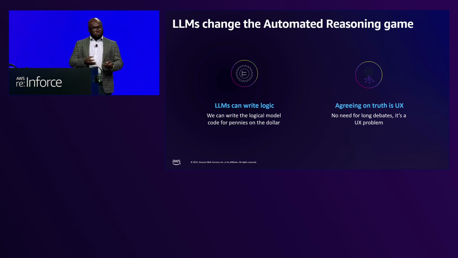When I say agreeing on truth is a UX problem, the truth here is the logical representation of the policy document that you're using. And the automated reasoning system actually uses two complementary approaches: LLMs that handle the natural language understanding from the document to logical representation, and then a symbolic reasoning engine that performs the mathematical validation. Having this hybrid architecture allows you to input policy in plain language and still maintain rigorous verification.